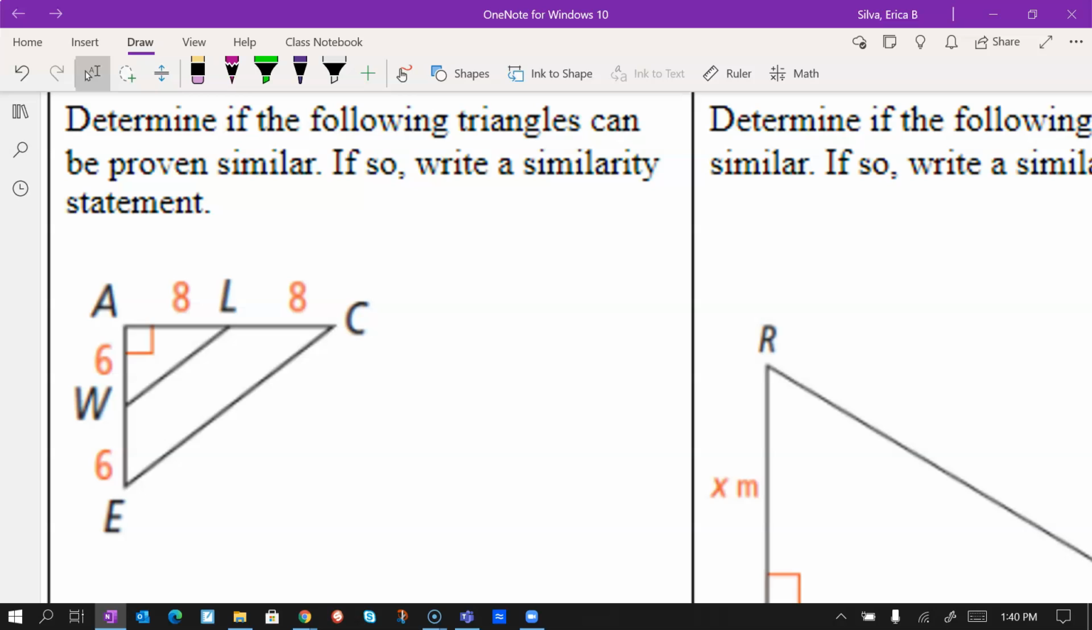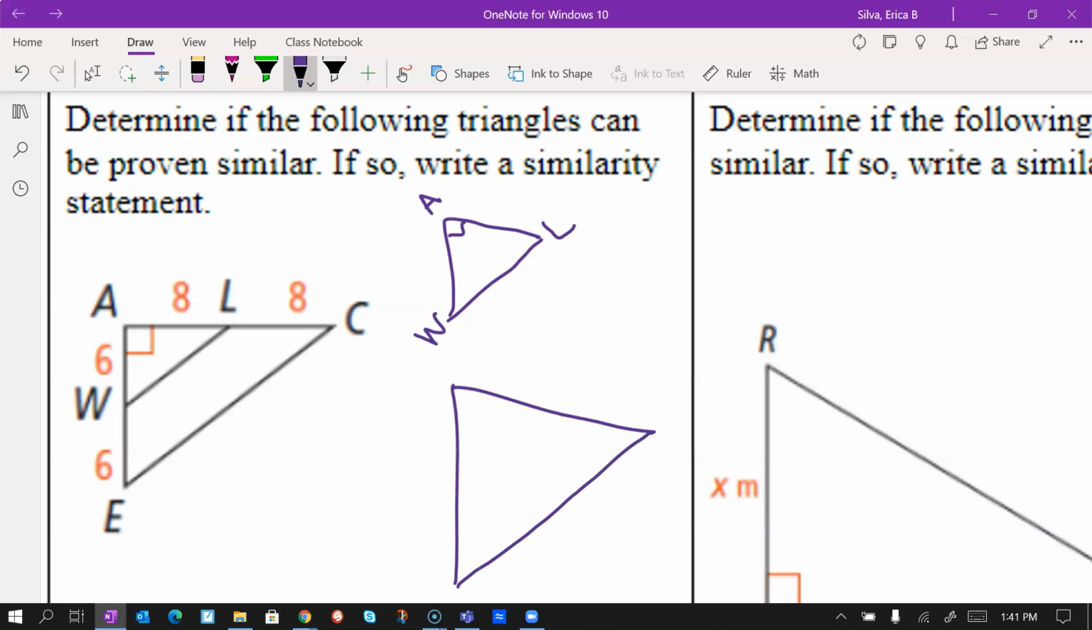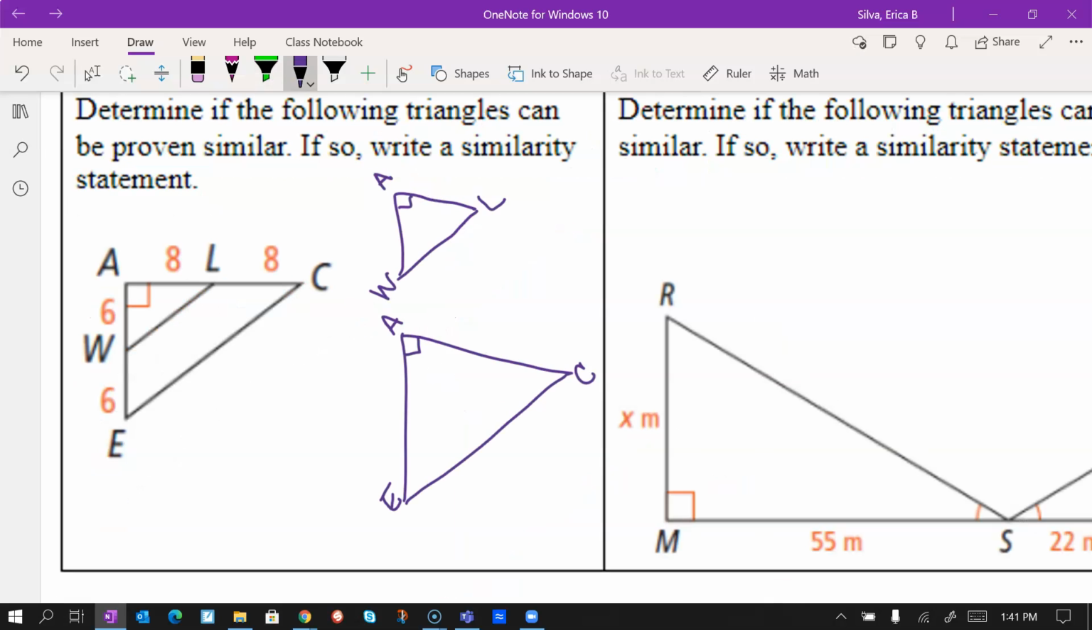Even being good at math, all of these numbers totally mess me up, and they make mistakes so easy for me to make. So I'm going to separate the triangles. Remember, we want to work smarter, not harder, and working smarter in this case would be to separate them. So I'm going to label WAL. There's my right angle. And then I'm going to draw the larger triangle, ACE, and then my right angle is on A. I'm going to label my small one first.